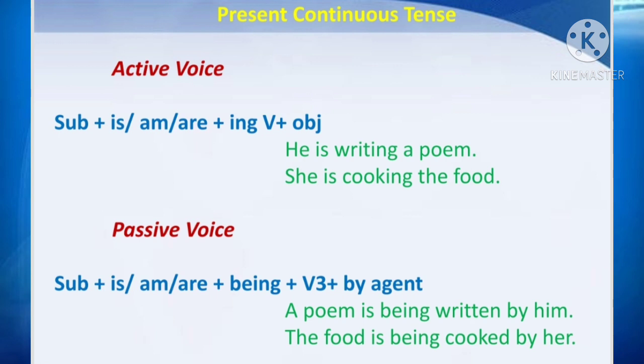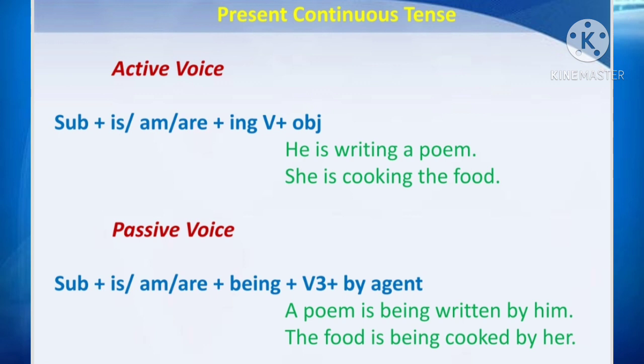The first sentence was, he is writing a poem. So first of all, you have to write the subject. So what will be the subject in passive voice? A poem, that is the subject. Plus is plus being plus V3 form of write, is written. Past participle form of write is written. Plus by agent, that is by him. A poem is being written by him.